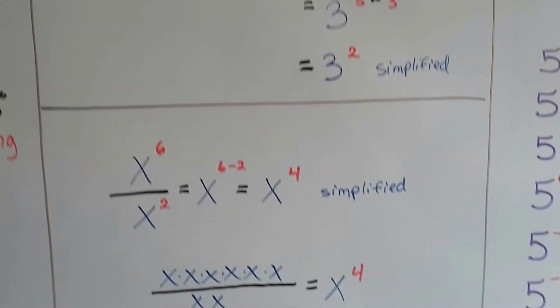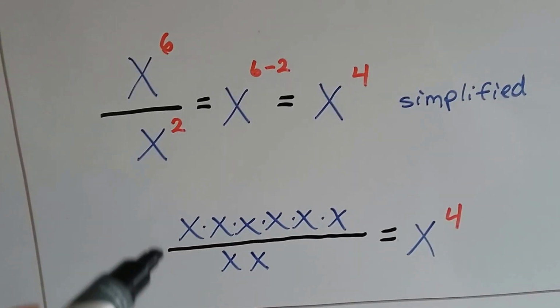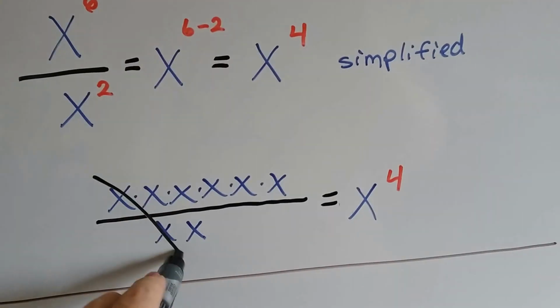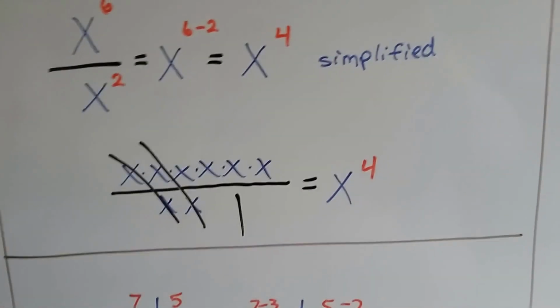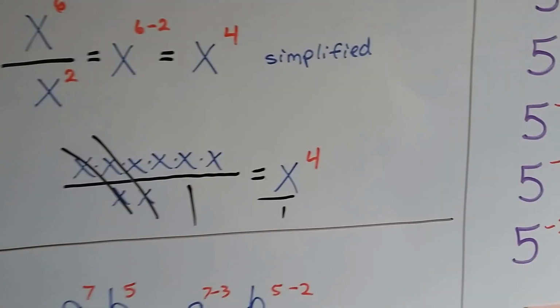See? Now look at this one. We've got x to the 6th power over x to the 2nd power. We just subtract and get x to the 4th. We can cancel and get 4 x's over 1, x to the 4th power, right? Because anything over 1 is itself, right?